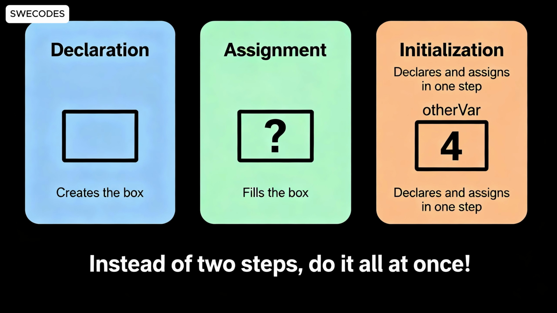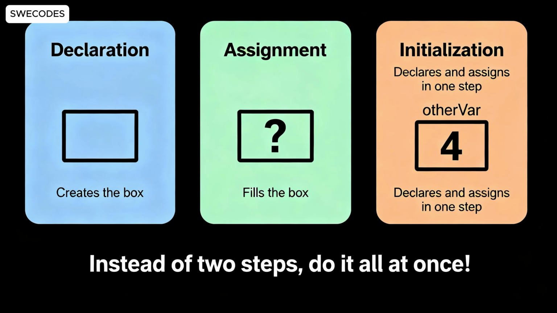Now, let's be efficient. This two-step process, declaring then assigning, is valid, but in modern programming, you'll almost always combine them. This is the third concept, initialization. Initialization is the act of declaring and assigning a value in one single statement. Instead of reserving an empty box and filling it later, we say, create a new box for a whole number, label it otherVar, and immediately put the number 4 inside. This is cleaner, faster, and the standard way to create variables. You've declared its type and instantiated its value all at once.